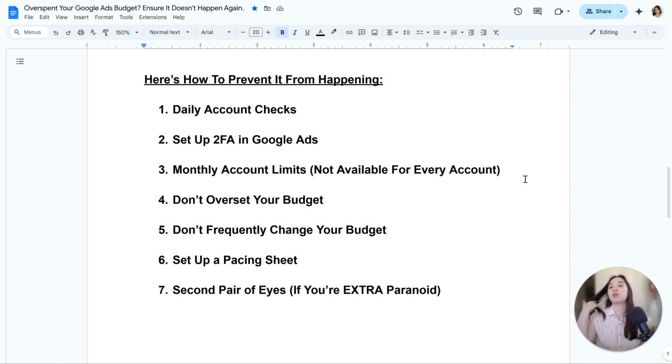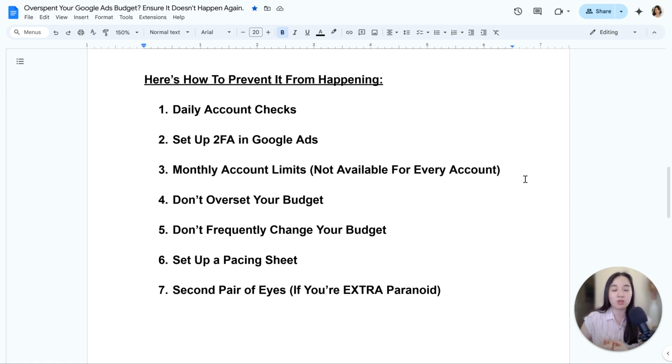The third way that I would recommend to prevent budget overspends is monthly account limits. This is only specific to accounts that have monthly invoicing. So if you're not doing monthly invoicing and you just have a credit card attached to your account, this is not going to work. But if you do have monthly invoicing, you can put monthly account limits so that Google cannot overspend a certain amount.